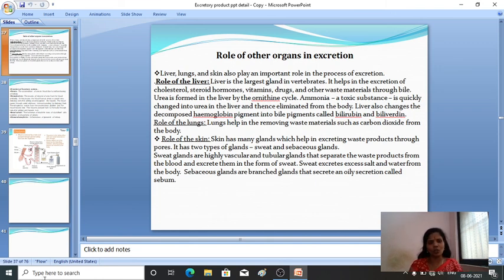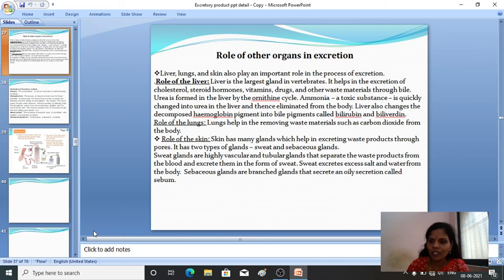So what is the first role of the liver? As you already know, the liver is the largest gland in vertebrates, right? It helps in the excretion of cholesterol, steroid hormones, vitamins, drugs, and other waste materials through the bile. Fine. Then urea is formed in the liver by the ornithine cycle. Ammonia, a toxic substance, is quickly changed into urea in the liver and eliminated from the body.